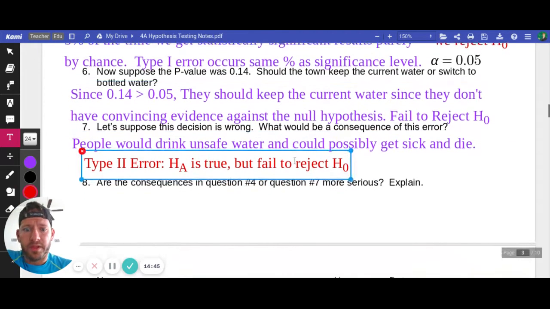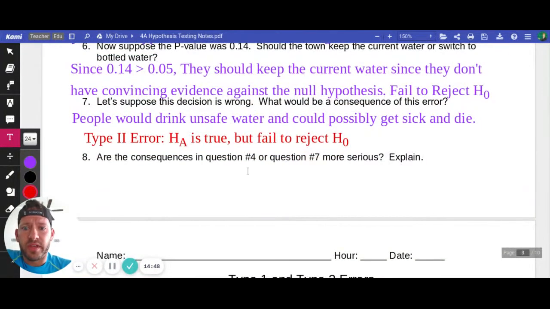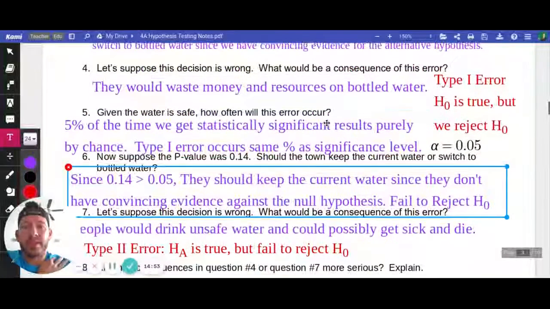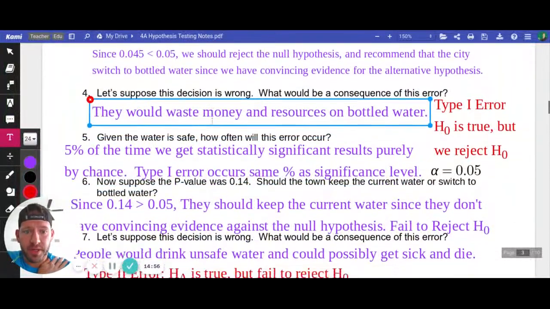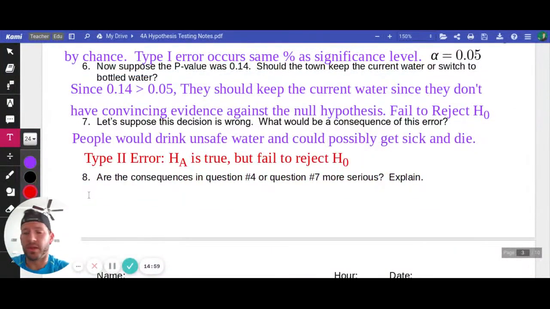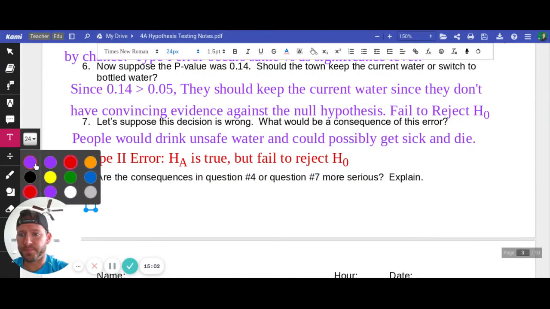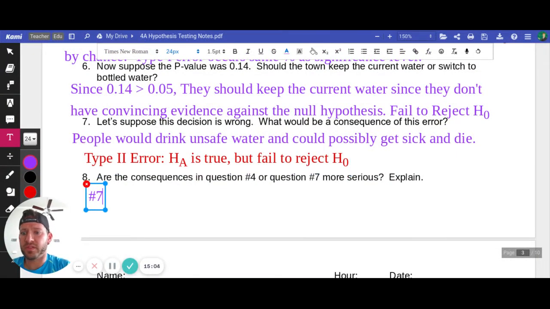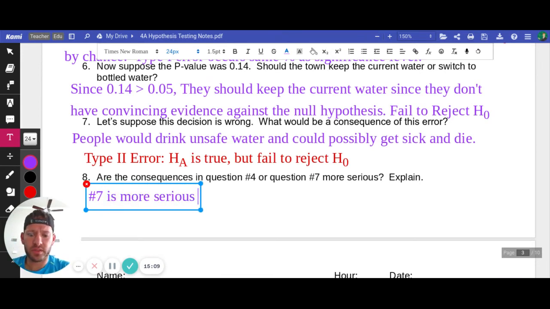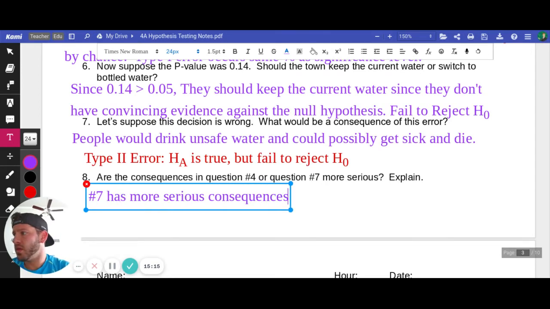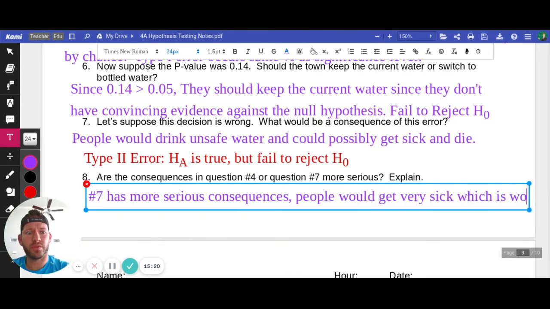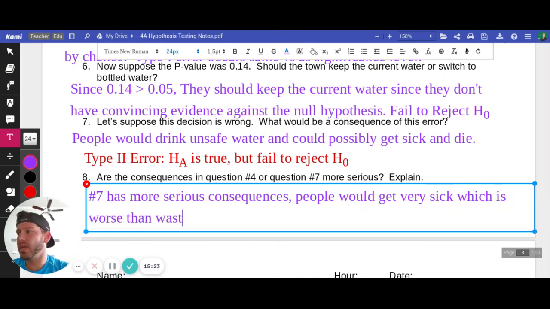So hopefully we can determine that the consequences in question 7 are more serious, because people getting sick and dying seems worse than wasting money and resources on buying extra bottles of water. So we can jot that down here. Number 7 has more serious consequences. People would get very sick, which is worse than wasting money.